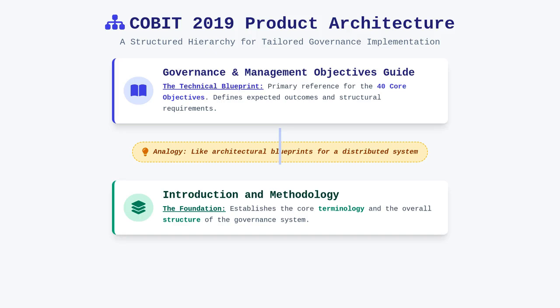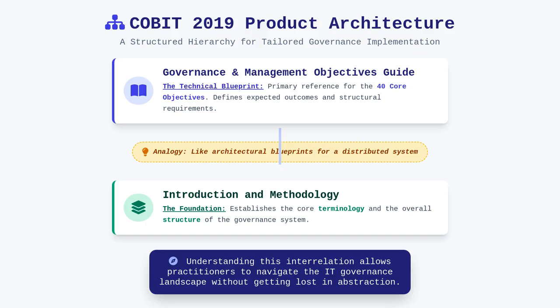A software engineer would not start building a complex distributed system without first referencing the architectural blueprints. And similarly, you should not approach organizational governance without knowing exactly which manual contains the necessary guidance for your specific constraints. By understanding how these documents interrelate, you gain the ability to navigate the complex landscape of enterprise IT governance without getting lost in abstraction.